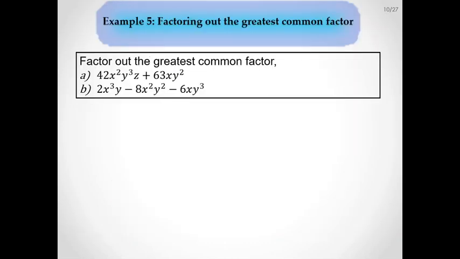So let's look at this example here. In this example, we will try to factor out the greatest common factor. So it means you will find the greatest factor of them. Then you multiply. Okay, so you will have 2 terms here, and the greatest common factor will be here. So you will take this out. It will be here.